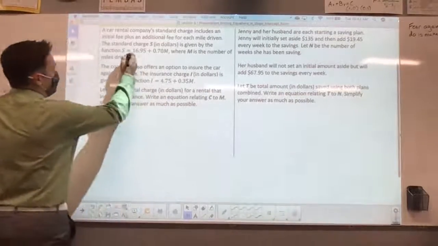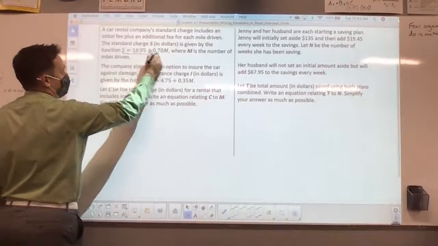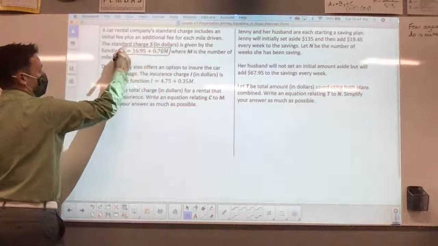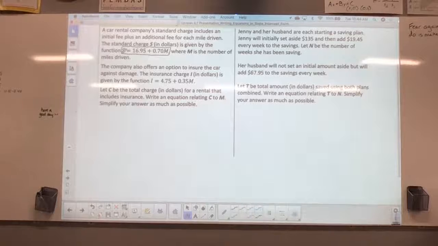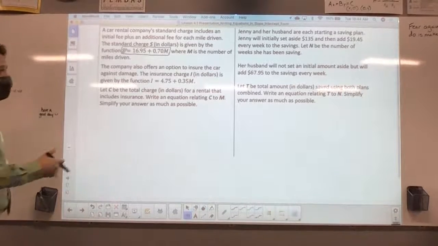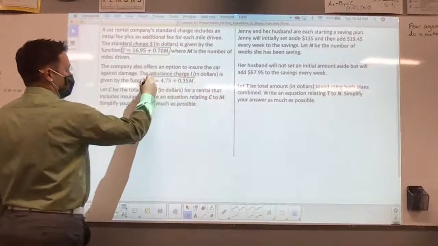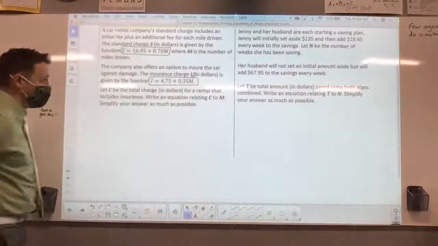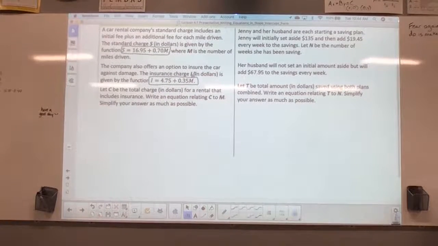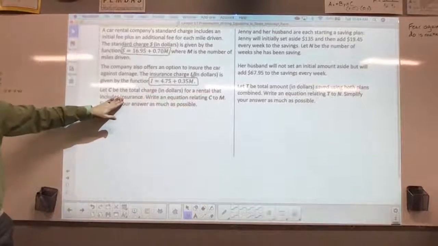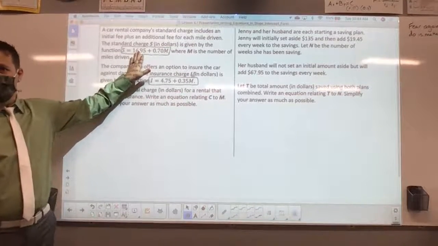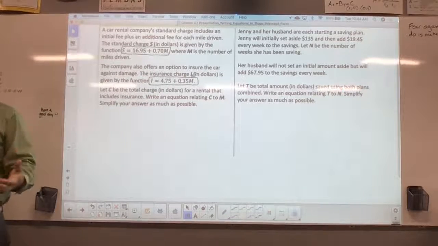So for example, a rental car company has a standard charge, okay? And this is realistic. This is how they usually work and operate. They give you one equation, okay? And then what they do, ladies and gentlemen, is they also offer you an insurance option, okay? And on that insurance option, they're asking you to let C be the total charge for your rental that would include insurance. Okay, and that's all you're doing, is writing the equation out.